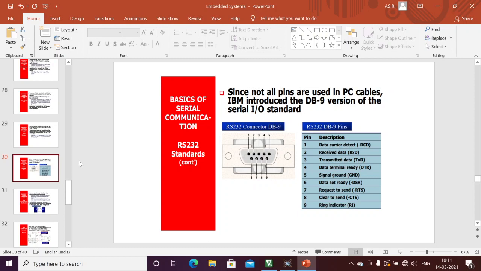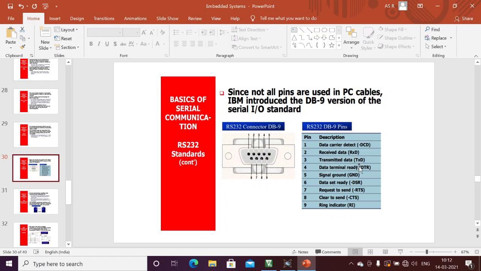Here we have DB9, which means 9 pins, and in our 8051 microcontroller we are using only 3 pins: the receive data RxD pin, the TxD pin, and ground. Only pins 2, 3, and 5 are used, and the other pins are control pins. For example, data carrier detect, DCD, is used to test whether the cable is working or not. If I want to receive data serially, I can use this pin. If I want to transmit data serially, I can use this pin.